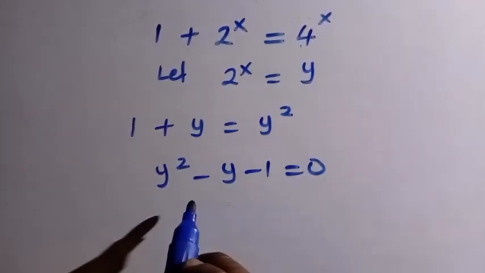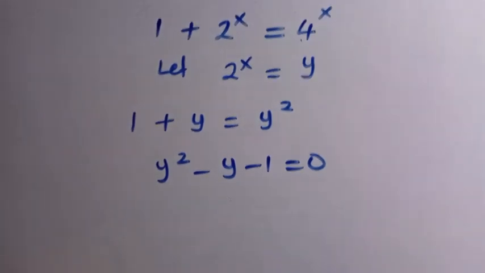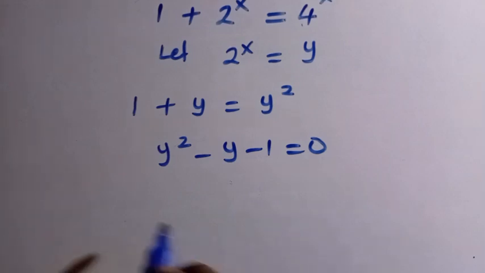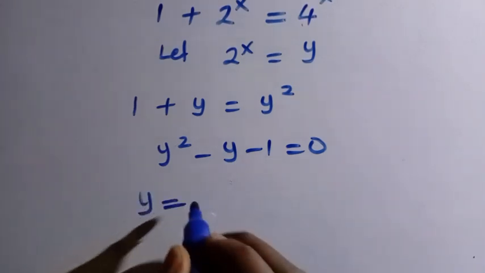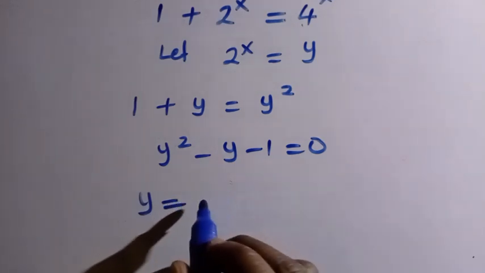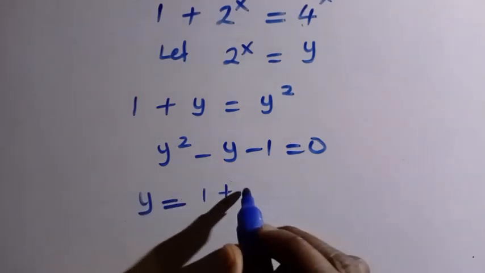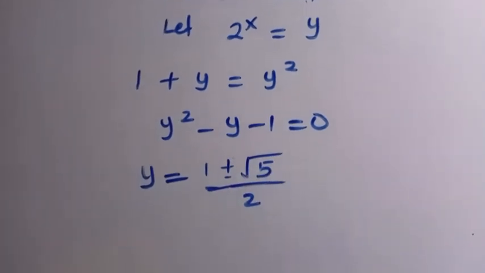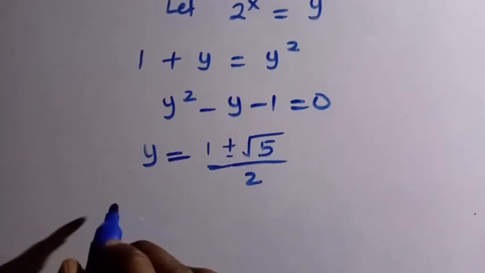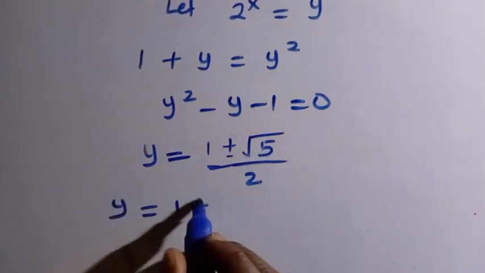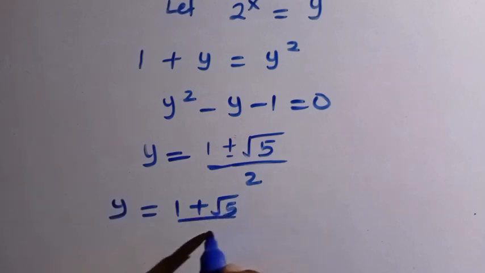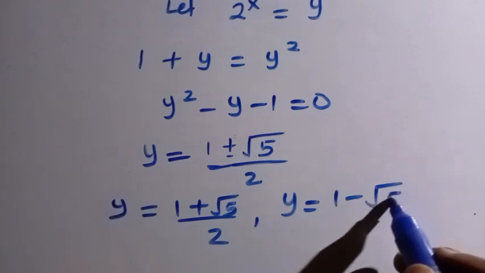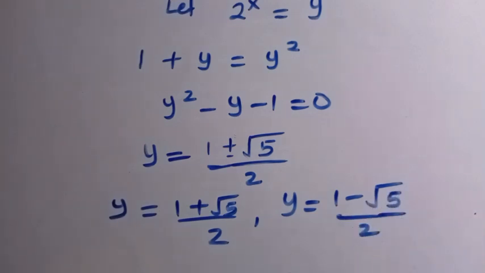Here, this is just like a golden ratio equation, because this is a quadratic. So we try to solve this. What we get here is y equals 1 plus or minus square root of 5, divided by 2. That is, from here we have two values of y: y equals 1 plus root 5 divided by 2, and y equals 1 minus root 5 divided by 2.